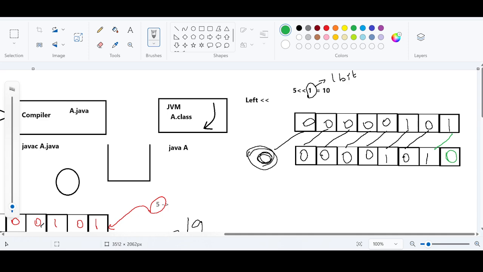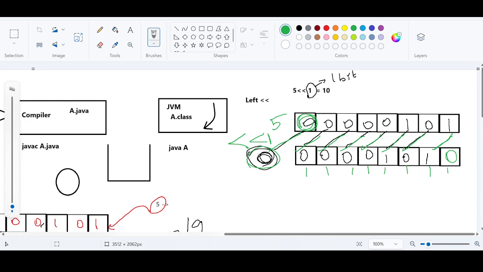What we have just performed: we have 5, we have just left shifted it by 1, meaning by 1 bit. Each and every value will be left shifted by 1 bit. There will be a minor loss, since there will be no space for this, so that is going to disappear.